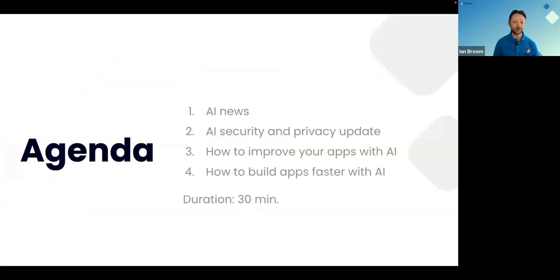We're going to cover a few things today. We're going to cover AI news, just a brief update, but AI news that I think is relevant to people who are using Fliplet or want to use Fliplet's AI features. We're going to talk a little bit on AI security and a bit of a privacy update. I've been reading some exciting terms and conditions from various providers, so I want to share what I found with you. I'm going to then show you a few demos around how you can improve your apps with AI and how to build apps faster with AI. And I'm going to talk a little bit about what we've got planned in the future.